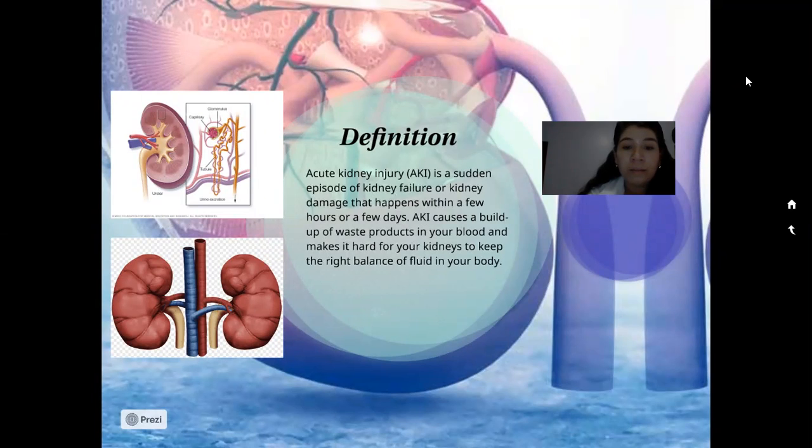Epidemiology studies involving adults have shown that acute kidney injury is associated with increased mortality, prolonged mechanical ventilation, and prolonged length of stay in intensive care units.